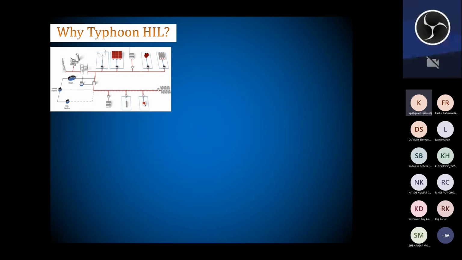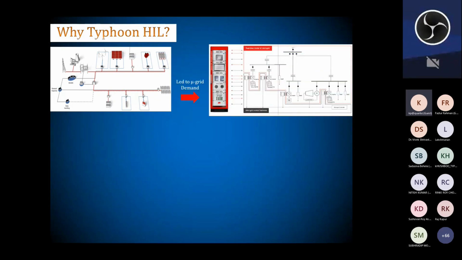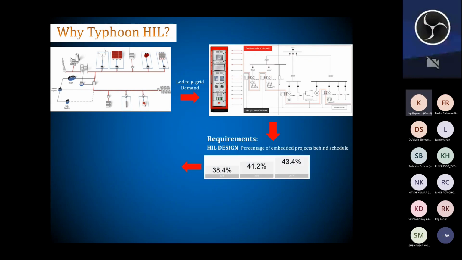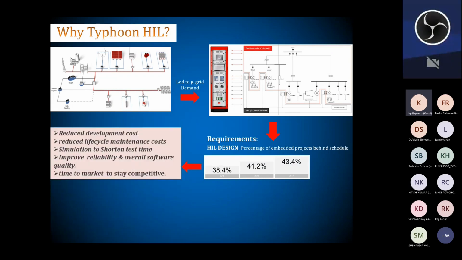Now, the first thing, suppose we want to do this, and for this we need to have some sort of setup. If we are working on a microgrid, how should the microgrid be customized, what kind of things are we using, the number of relays, or the inverter controls, what we are doing. So that is required. And for that, we require the HIL design, that is, how much percentage of embedded things we are going to put on this design.